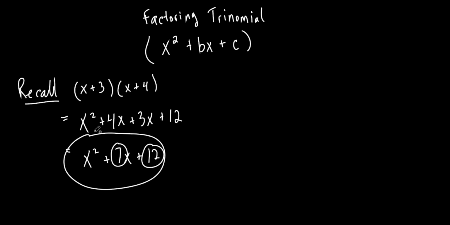But what about the middle one? That's right. You added these two. See the 3 and the 4? They add up to be this. The same two numbers multiply to be 12, and the same two numbers add up to be 7. So that's kind of old stuff, just doing the FOIL method.